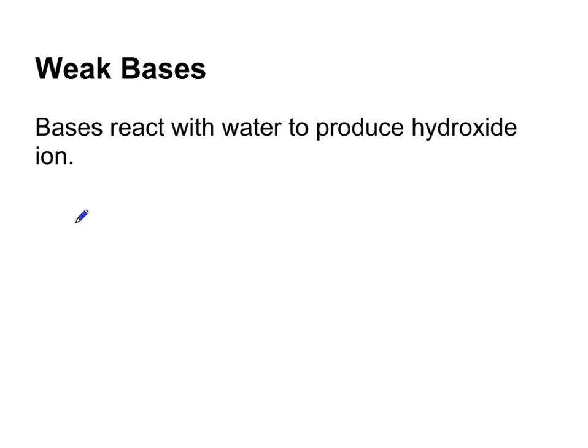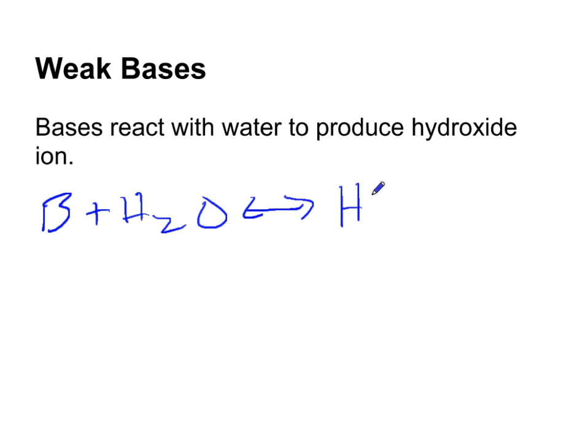We're going to have a new dissociation reaction. Our base plus water is going to be at equilibrium with HB plus and OH minus. So here, HB plus is our conjugate acid, and OH minus is the conjugate base. So this is our general form for the dissociation of a weak base.